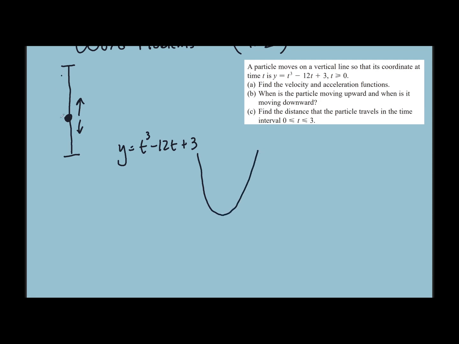Now it's all on a vertical line here, so don't draw a parabola per se, other than be looking at it over time. So first it's going to go down, then it's going to go up. Let's figure out how and where and what it is they want from this. They say the particle moves on a vertical line. Find the velocity and acceleration.